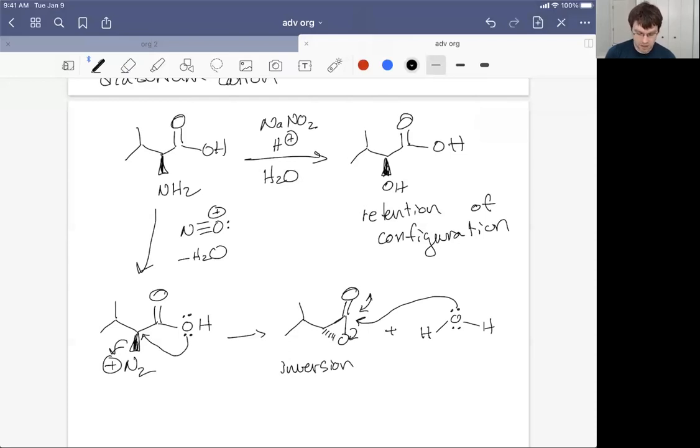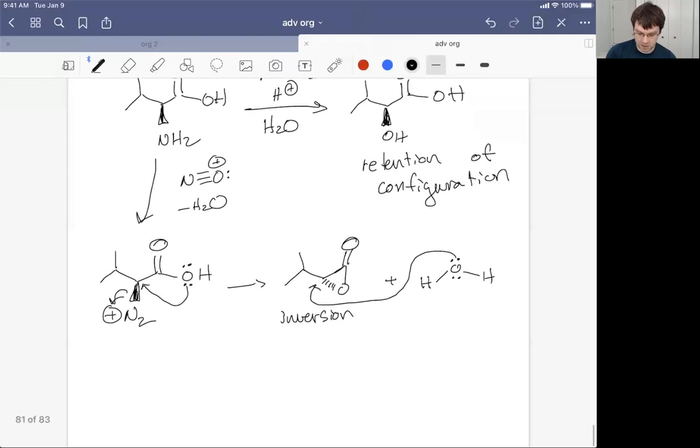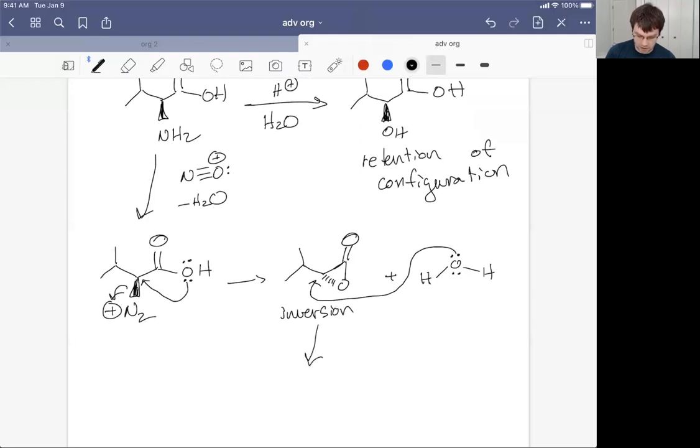It would still be a dash. So the fact that we see retention of configuration, no matter what amino acid we pick to do this with, tells us that the oxygen adds to the alpha position, popping open what's called an alpha lactone. Don't worry about the name, I guess. But when it pops open the molecule, and I should have written we lose H plus here. So the OH adds, and then we lose H plus. Okay. When the H2O adds, we're going to then do a second inversion.